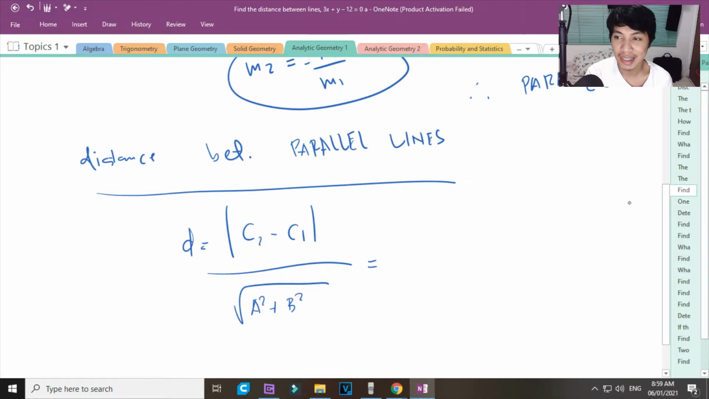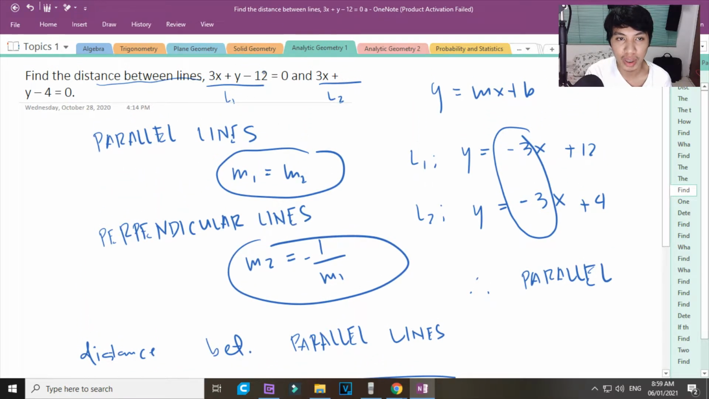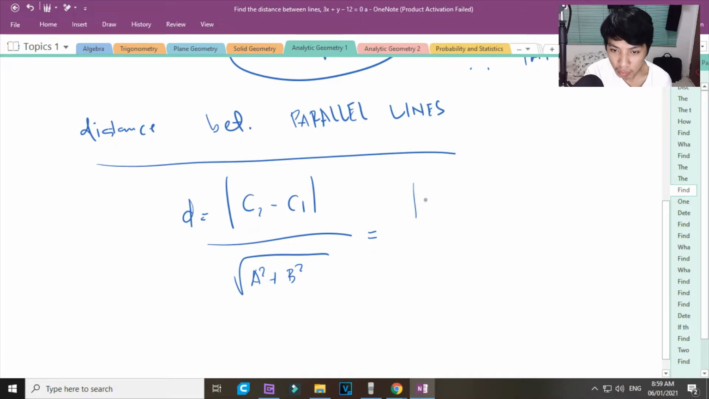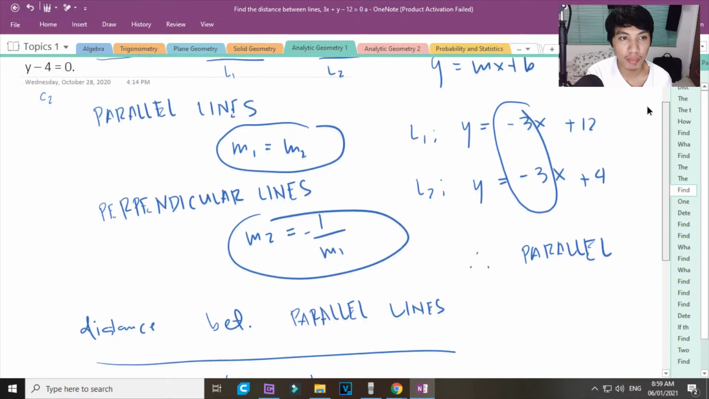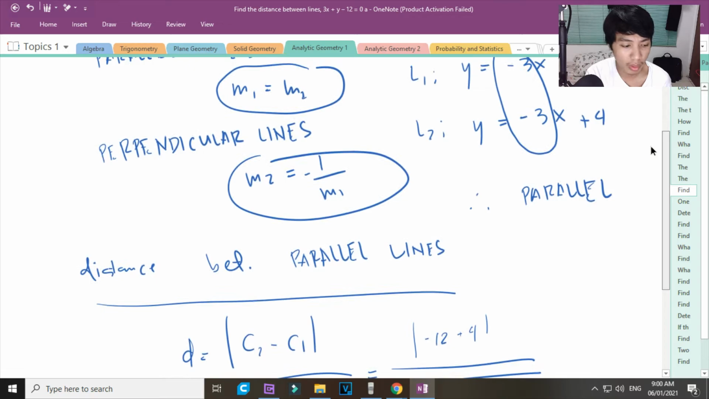Okay. Tingnan mo dito sa iyong equation. Ano ba yung C1 dito? C1, this is C2. Okay? C1 is negative 12 minus C2, bali 4. Minus minus plus na yan, 4. Divided by square root ng A squared plus B squared. Any of the two. Okay?